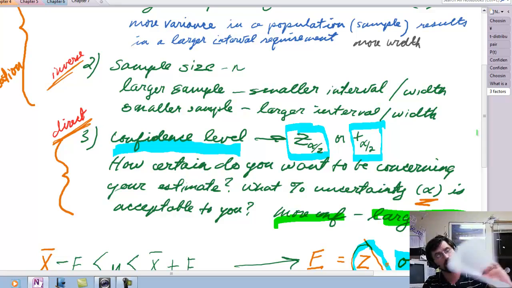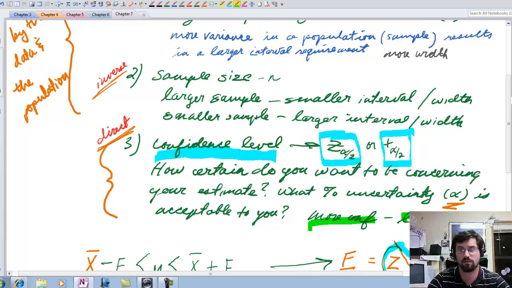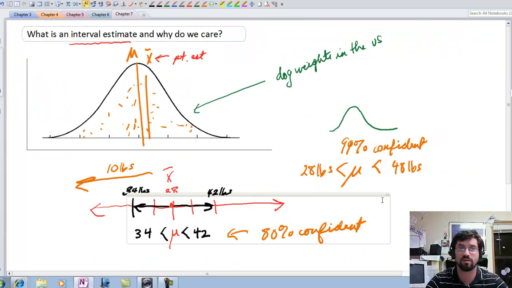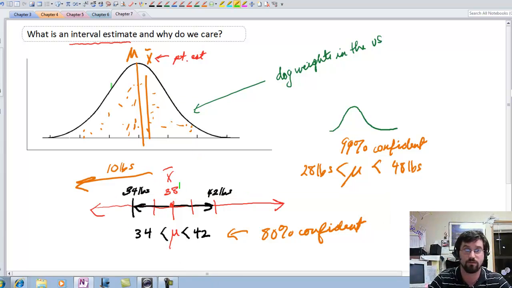I think. So what were we trying to answer in the video? What is an interval estimate? An interval estimate is, instead of just saying a point that a parameter, I'm estimating it to be this value right here, instead I estimate it to be within an interval. And why do we care?